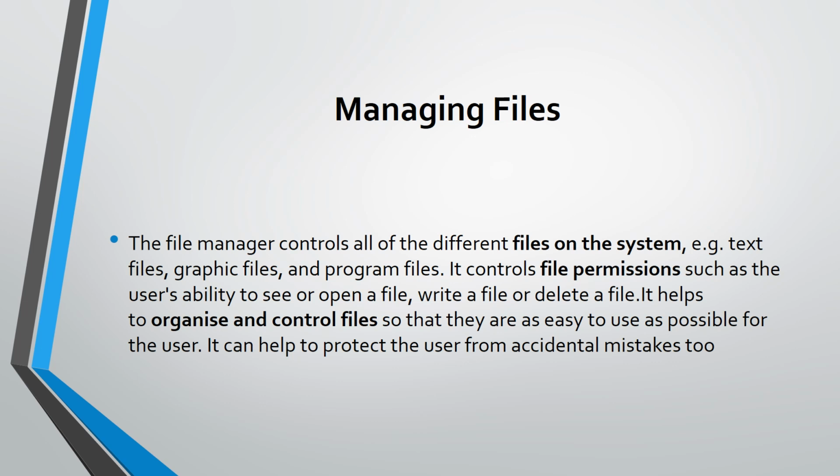First is managing files. The file manager controls all of the different files on the system, for example, text files, graphic files, and program files. It controls file permissions such as the user's ability to see, open a file, write a file, delete it. It helps to organize and control files so that they are as easy to use as possible for the user. It can help to protect the user from accidental mistakes too.